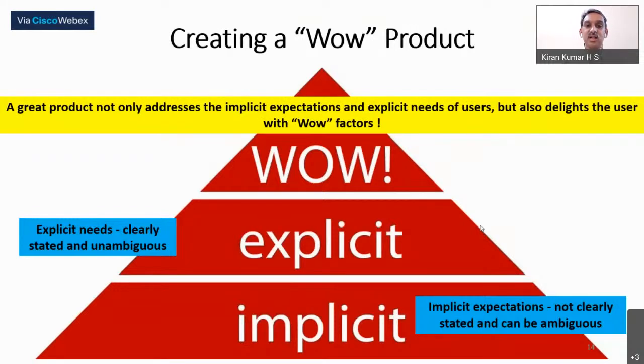And ultimately, you can create a wow product by not only addressing the implicit expectations and explicit needs of users, but also you need to delight the customer. Delight, you need to make them happy. You need to have something extra beyond this implicit and explicit. You need to have that little bit of extra. What is that extra? That is something that you need to figure out on your own. If you satisfy explicit needs, he'll be satisfied. Maybe you satisfy implicit needs, he'll be a little more satisfied. But to create a wow product, you need to go a little extra and give him something extra.